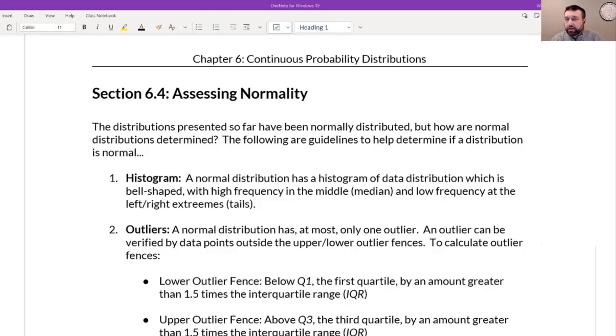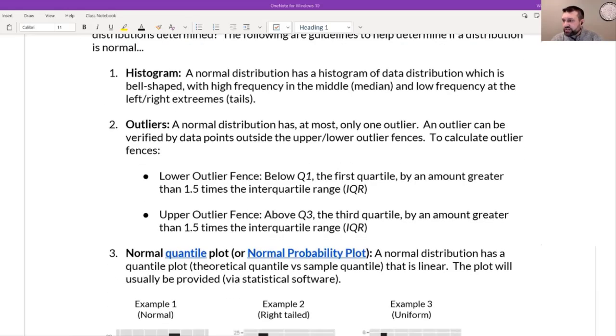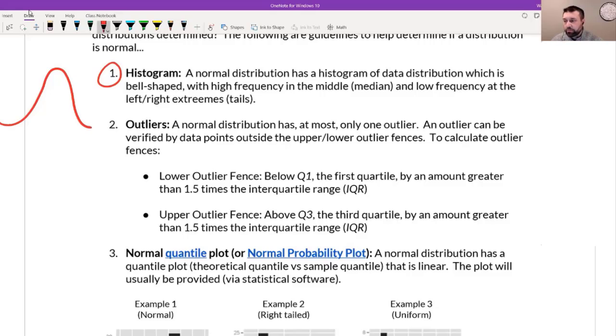Well, there are 3 items that we would like to be able to use to check if a data set is normal. The first item that we want to take a look at is the histogram. So make a graph of your data. And if it appears to have a single peak at the very top and tails to the left and the right, and it appears to be symmetrical, it's probably normal. If you have a graph that doesn't look like this, then it's probably not normal.